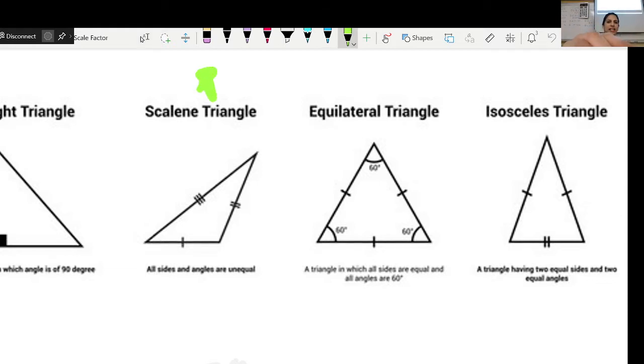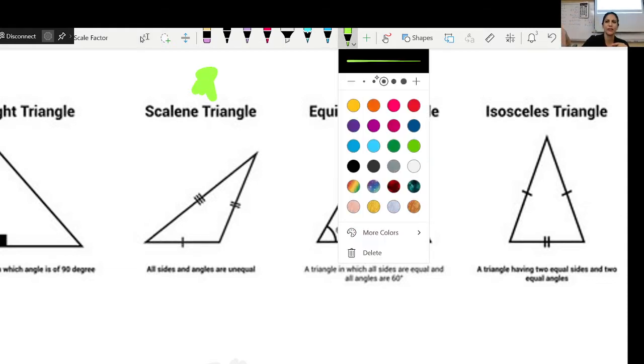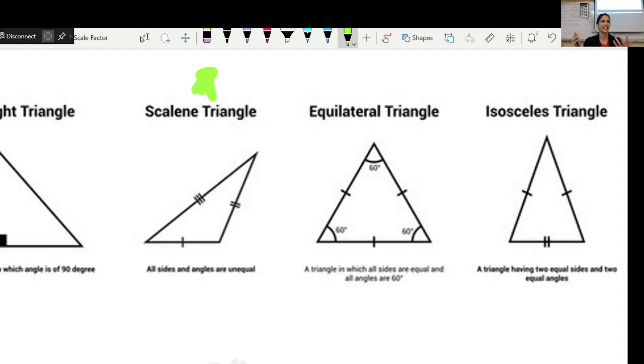So this one right here. Could you describe what scalene means? Or what do we know about scalene triangles? Anybody know anything about them? Yeah, Tracy? Thank you. All the sides are different, right? Everybody knows that? So that's our scalene triangle. That's the property of it.